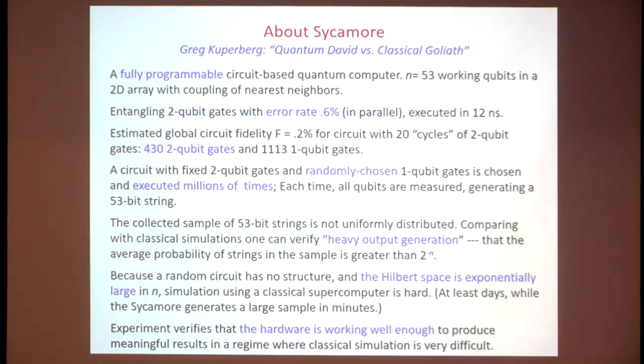So first of all, it's significant that it's a fully programmable quantum computer that they built. In principle, you can do any quantum computation on those 53 qubits by putting together the gates that they can perform in the right way. And they were able to show that when all the qubits are simultaneously undergoing operations, there's an error rate per 2-qubit gate, which is below 1%, about 0.6%.